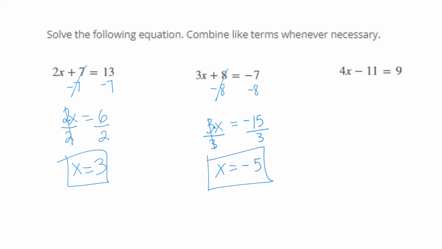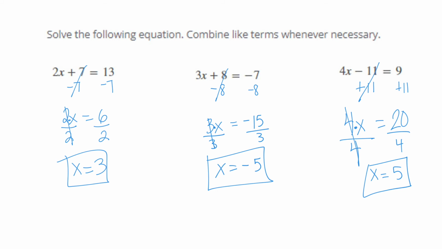All right, one more. I'm going to go a little faster. I have a minus 11 that I'm going to get rid of first. I'm going to do plus 11, but I got to do it on the right side as well. The 11's cancel. I'm left with a 4x equals, I have a 9 plus 11. That's 20. Now I'm going to get rid of this times 4 by doing a divide by 4. Divide by 4. So x is equal to 20 divided by 4 is 5.